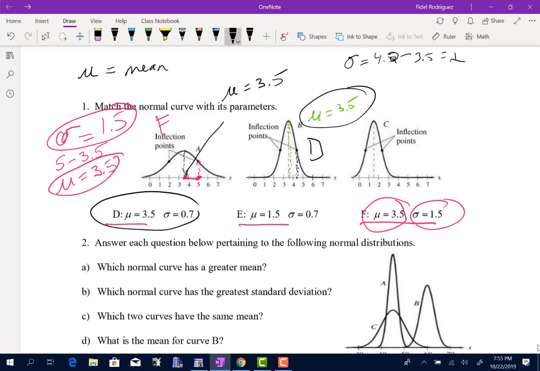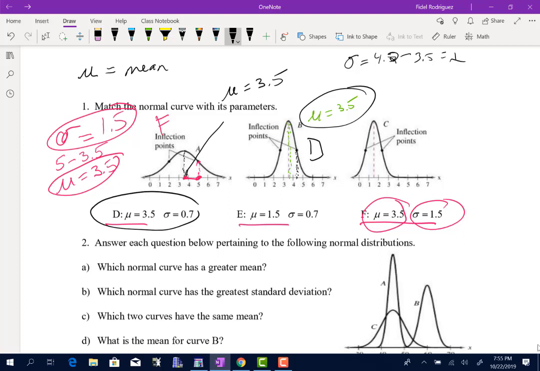Okay, now guys, let me ask you a question. For the first 2 graphs that we did, what was the mean of the first graph? 3.5. What was the mean of the second graph? 3.5. Okay, so let me ask you a question. Does the height affect the mean? No, the height does not affect the mean.